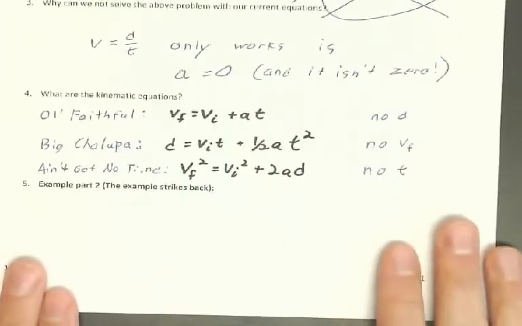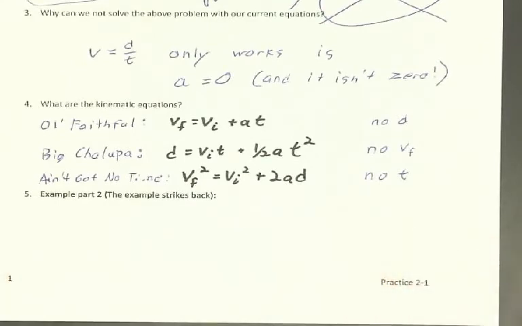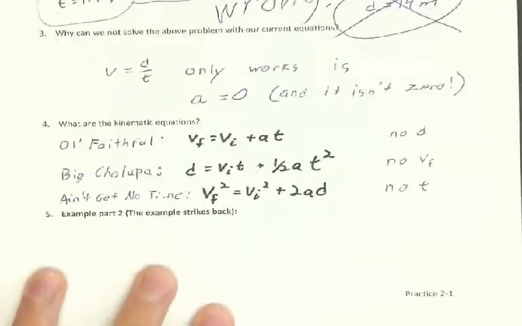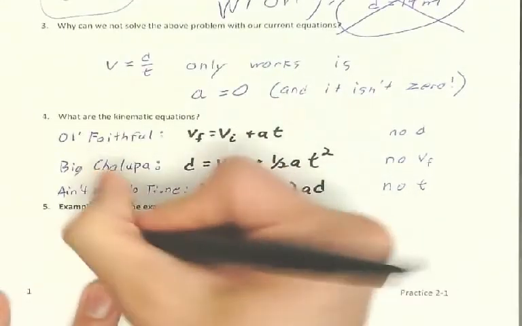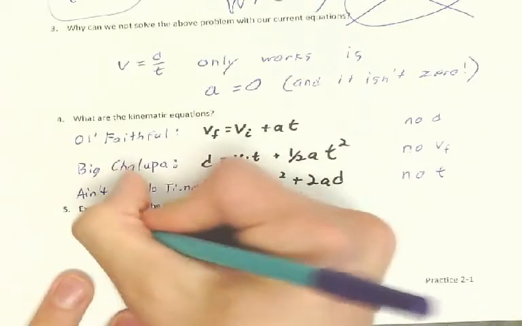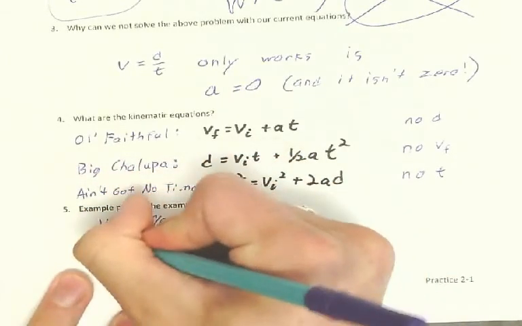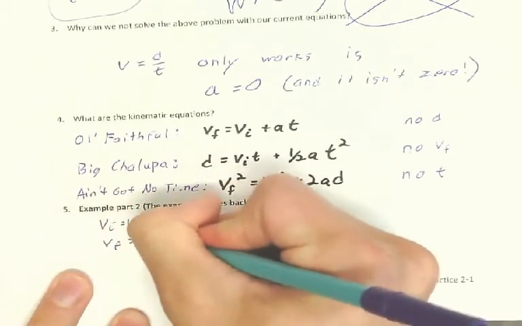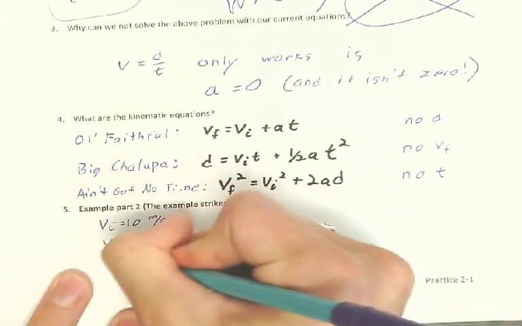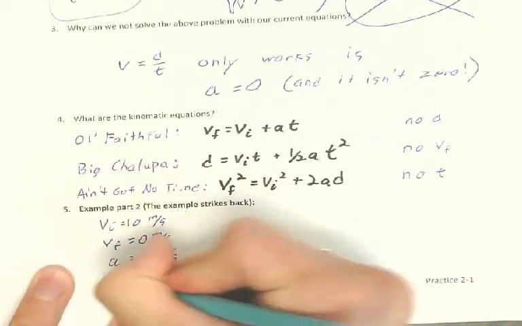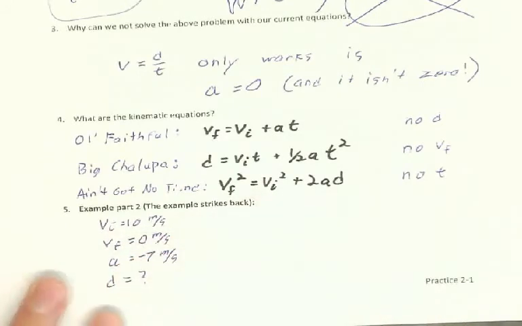Okay, so let's solve the example problem, but let's try something new and do it correctly this time. So I'm not going to redraw the picture. It's the same picture as we had up here before. What I am going to do is write down the values again, just so I have them. So the values that we had for this problem are the initial velocity of 10, the final velocity of 0, the acceleration of -7, and the displacement of what we want to solve.